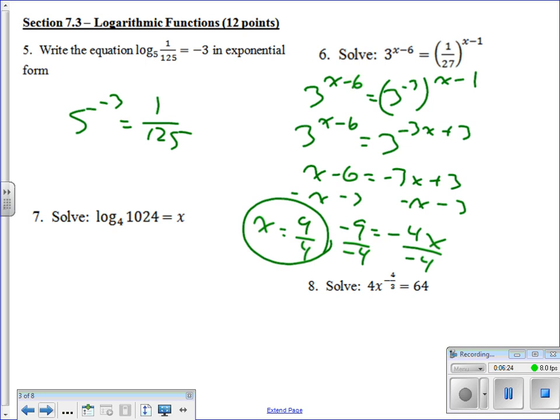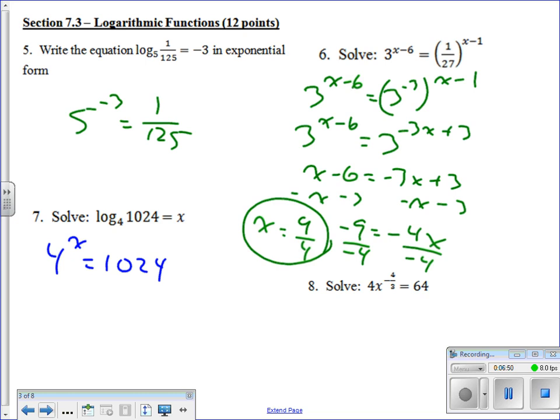Now, there are 2 ways to do number 7. They're both closely related to each other. At the time we did this particular problem, our first step would be to loop it. So I get 4 to the x equals 1024. And at that time, we will talk about the other methods coming up.